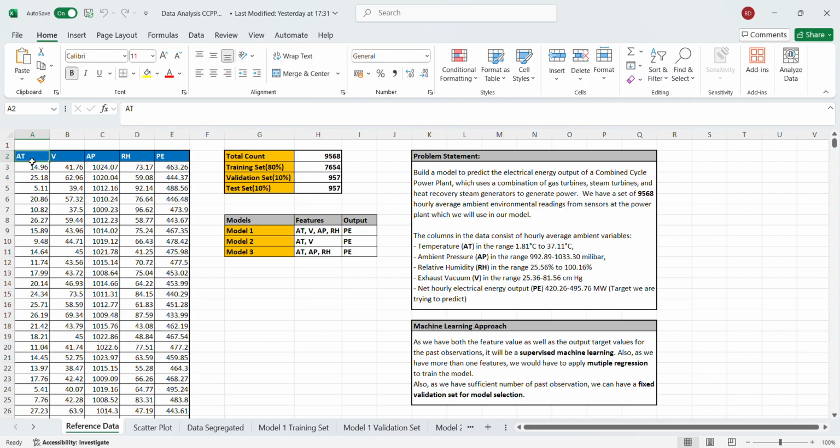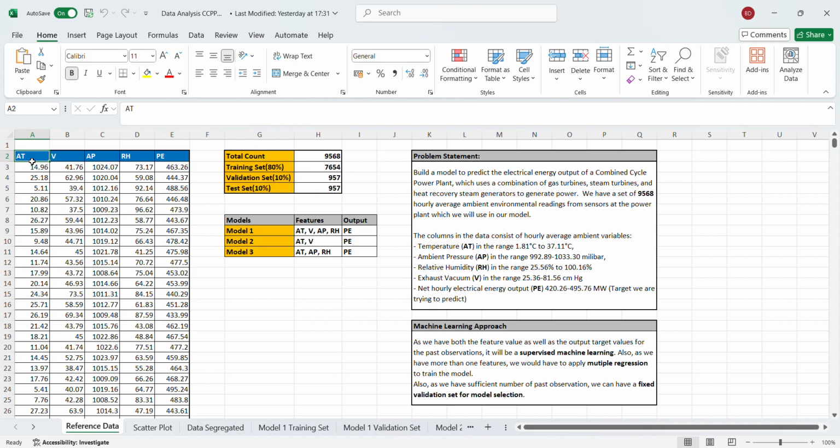So if I segregate the data, 80% of the observations will be for the training set, 10% for the validation set, and 10% for the test set. And we are considering three models here: model 1, model 2, and model 3. Model 1 will have four features, all the features. Model 2 will have two features, that is atmospheric temperature and vacuum. And model 3 will have three features: temperature, ambient pressure, and relative humidity.